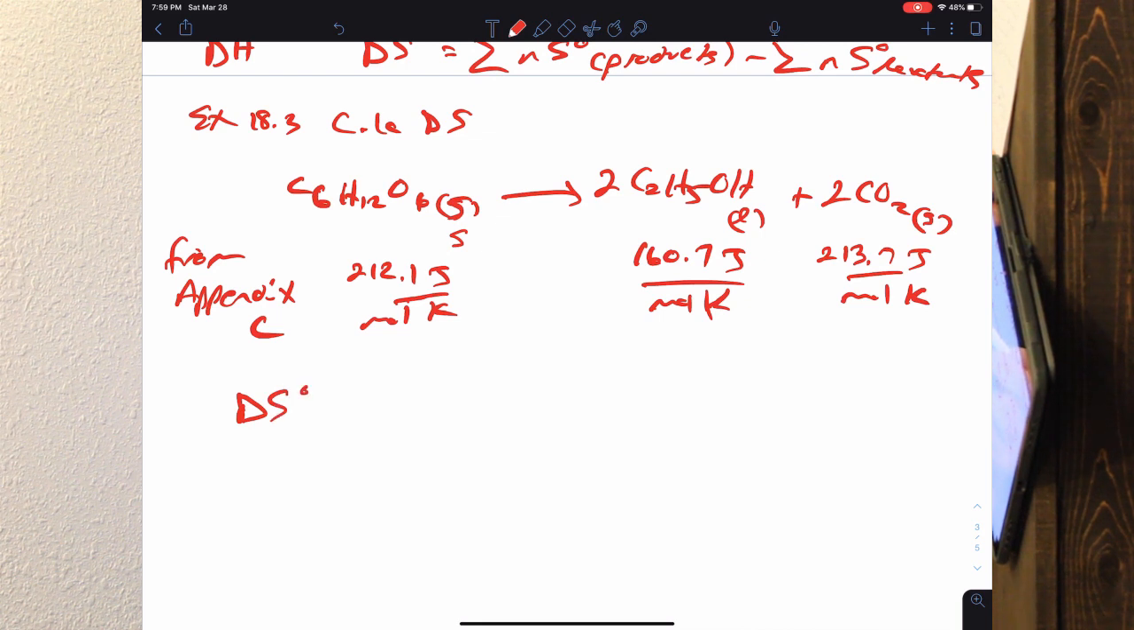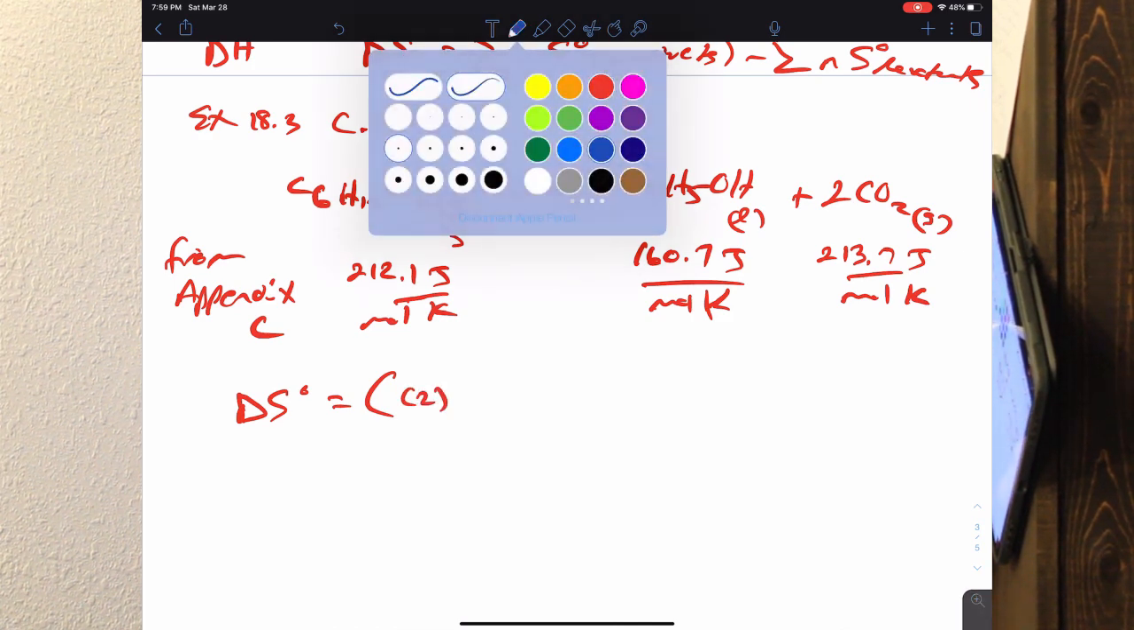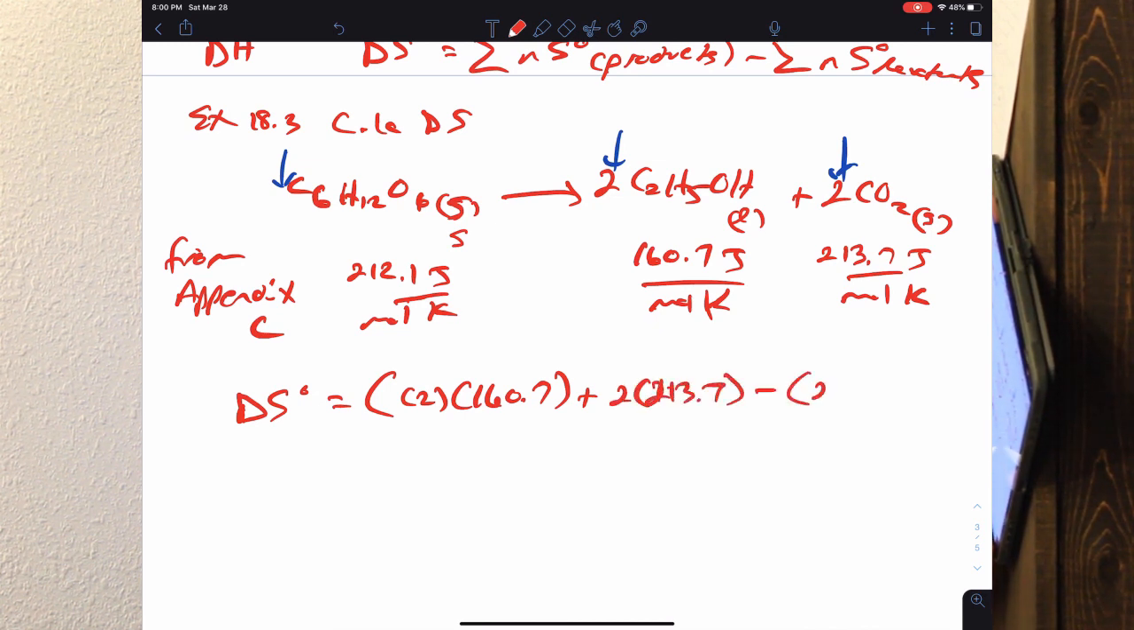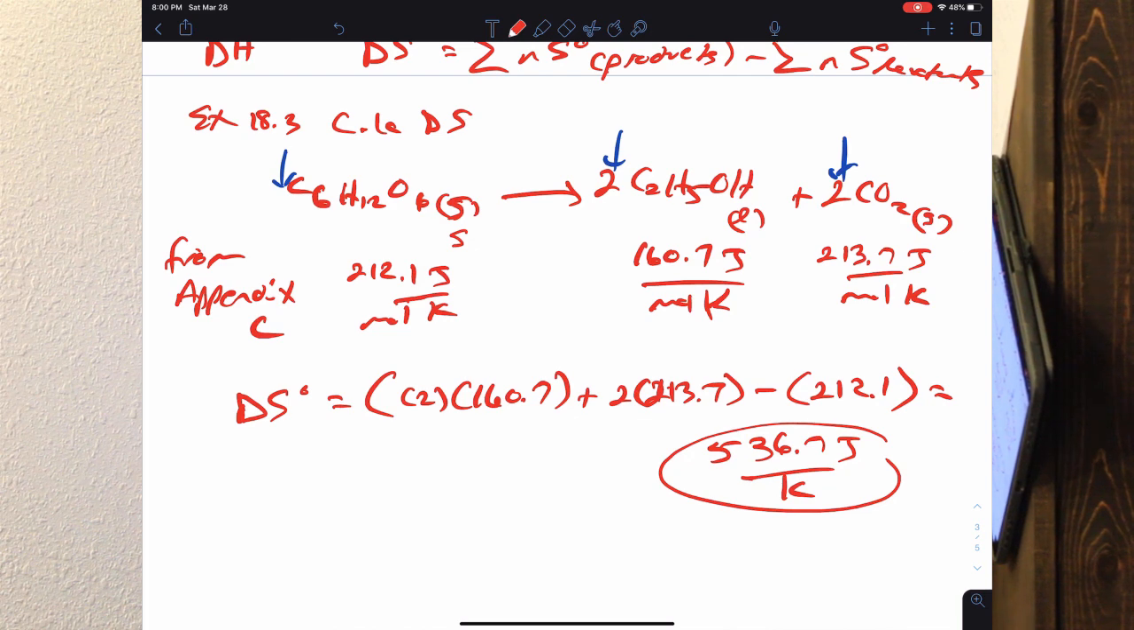So the change in entropy for this reaction: sum the products, and don't forget to multiply each of these numbers by the molar coefficient. So 2 times 160.7 plus 2 times 213.7 minus 212.1. The entropy change for this reaction is 536.7 joules per Kelvin.